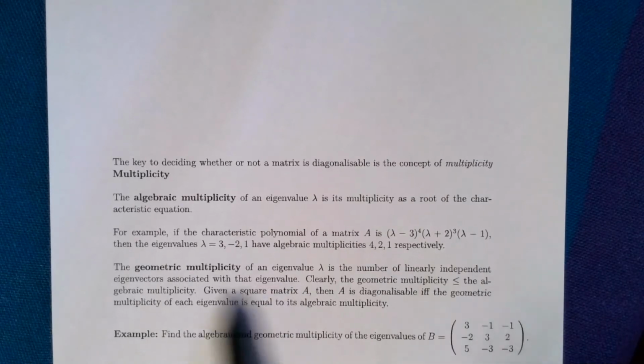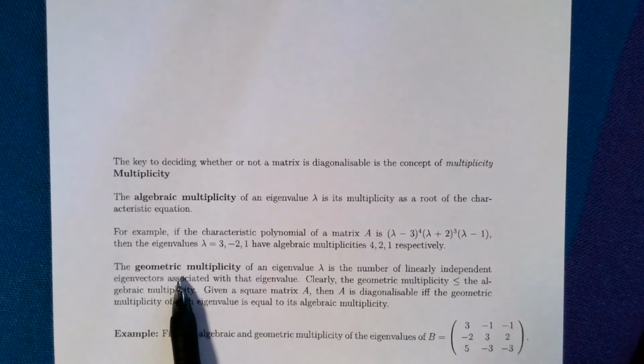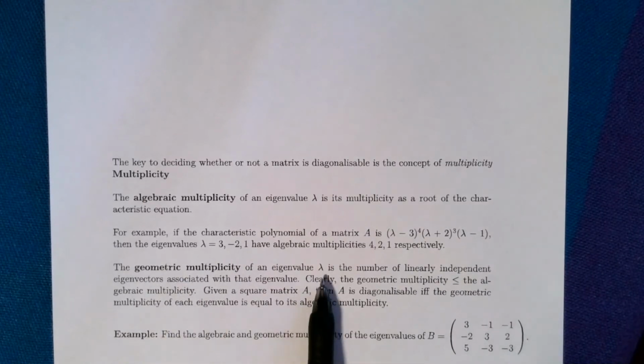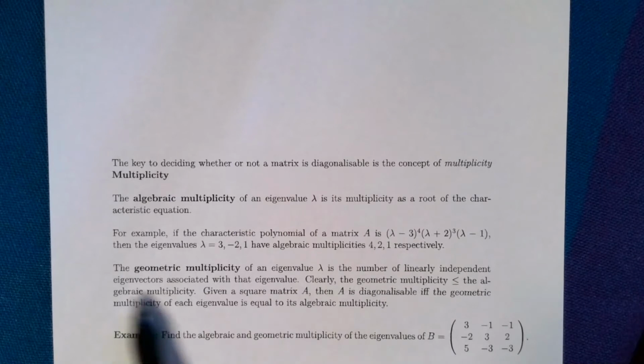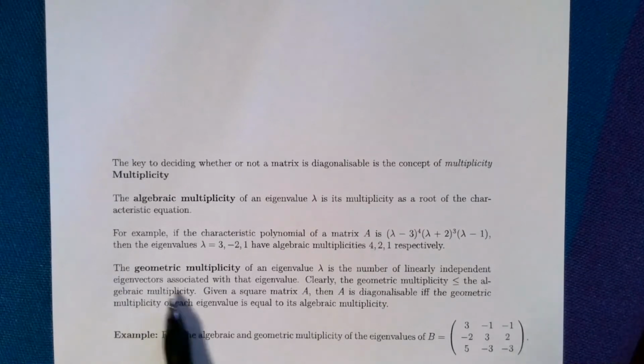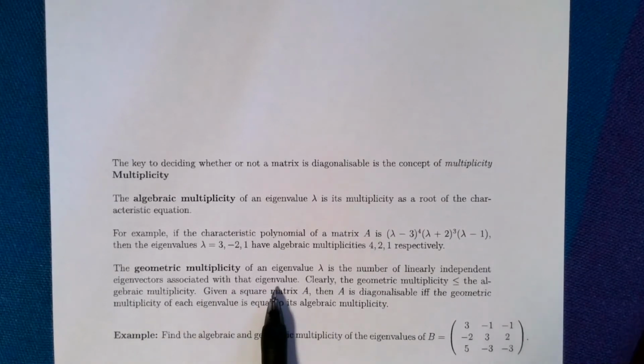The geometric multiplicity of an eigenvalue lambda is the number of linearly independent eigenvectors associated with that eigenvalue. In some cases, you can have an eigenvalue which occurs twice in the characteristic polynomial, and it actually gives you two linearly independent eigenvectors. And sometimes it only gives you one linearly independent eigenvector, as we saw in the 2 by 2 example above.